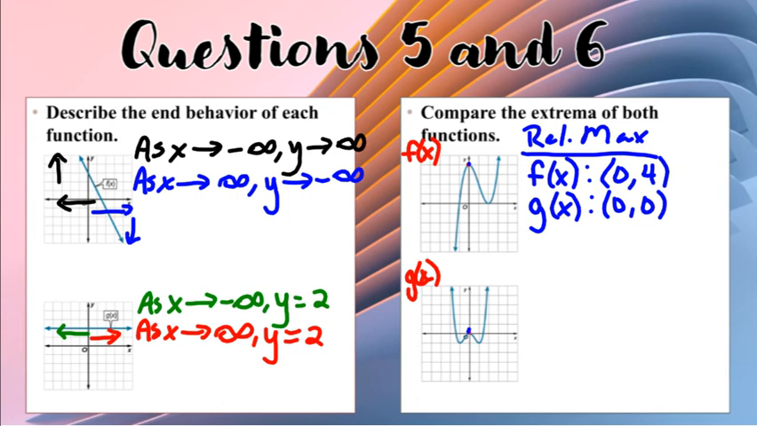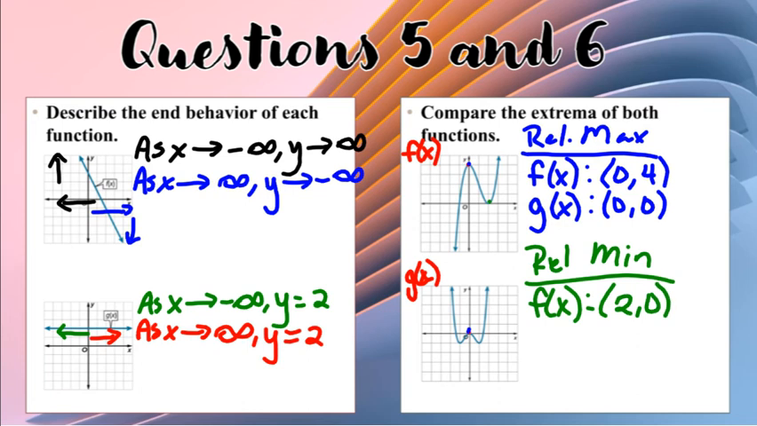Now let's do relative minimum. And we'll look at f of x first. F of x has a minimum down here, relative minimum. So we would call that one 2, 0. And then g of x. G of x actually has 2 of them down here. First one, the one on the left, would be negative 1, down to negative 1. And then we would also have 1 to the right, down 1, so negative 1. So that would be comparing the two extremes.